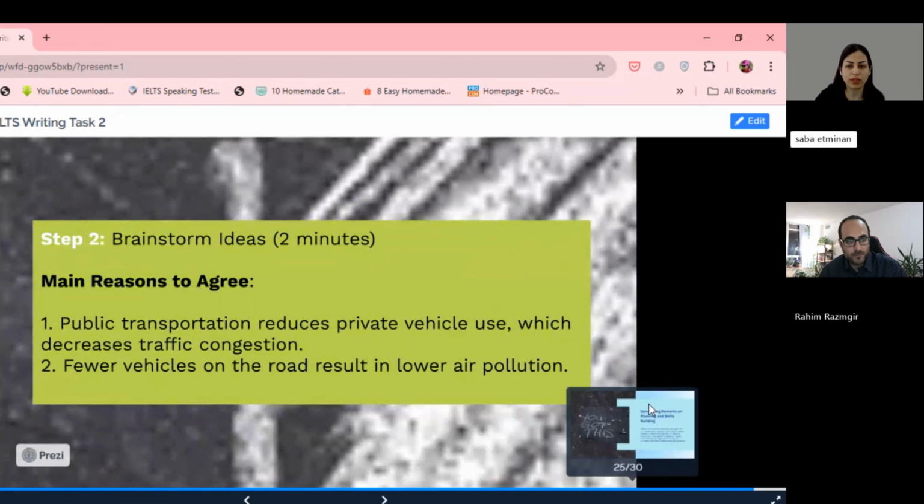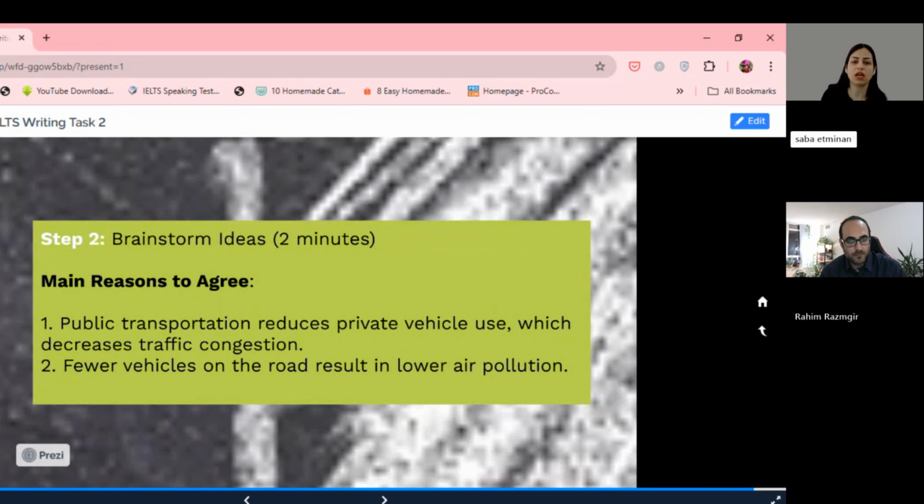And now step two, as we said, brainstorming the ideas. It can take about 2 minutes here. Of course, we are going to think about some main reasons that we want to agree with. The first one could be public transportation reduces private vehicle use, which decreases traffic congestion. So it is about the traffic part. And fewer vehicles on the road result in lower air pollution. Two main reasons to be discussed in 2 body paragraphs. So just 2 main ideas here.